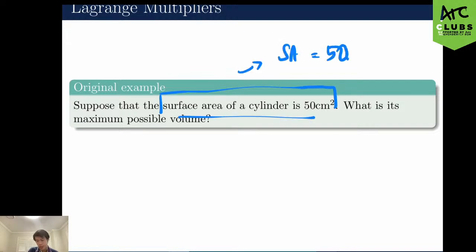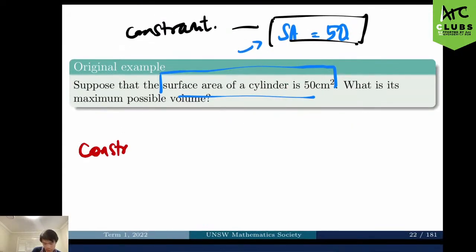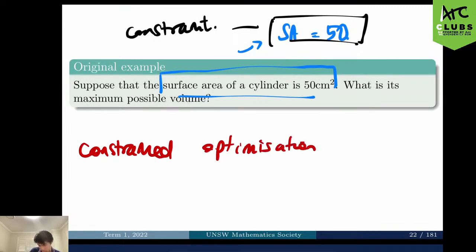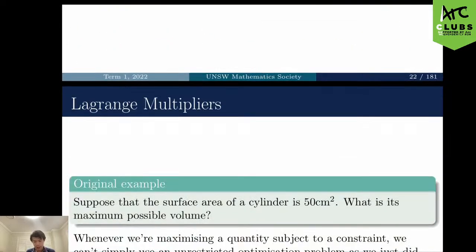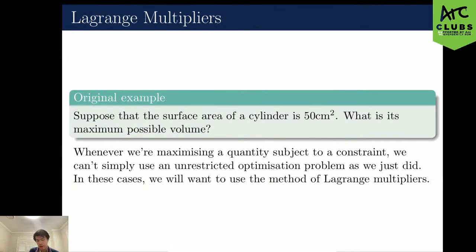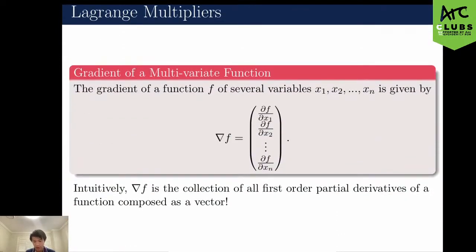And that's what we call, as I just said, a constraint. So this is what we call a constrained optimization problem. And the maximum possible volume is like we're maximizing volume given this constraint. So with these kinds of questions, we want to use what's called the method of Lagrange multipliers. We can't just use a simple unrestricted optimization problem. And there's a lovely little thing we have to know before we jump into that, the gradient.